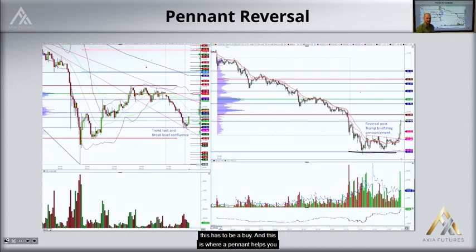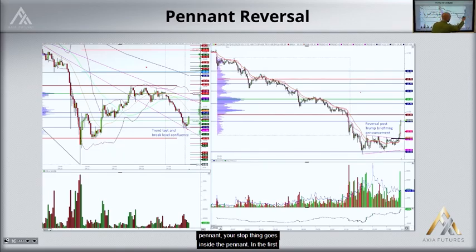Doesn't mean this has to be a buy. And this is where a pennant helps you out, because you can see the reasons that people might buy. You can also make the argument as to why people may well sell. There's been a steady sell-off. If we get through this area of support, there's not a great deal standing in the way before another leg down. So knowing that there is an argument from the buy side here, you can now use this pennant as a potential reversal pattern.